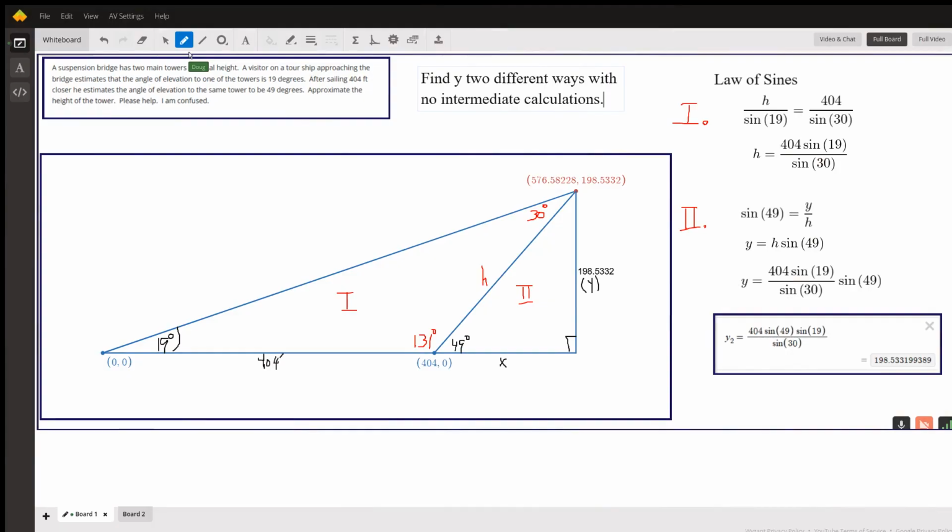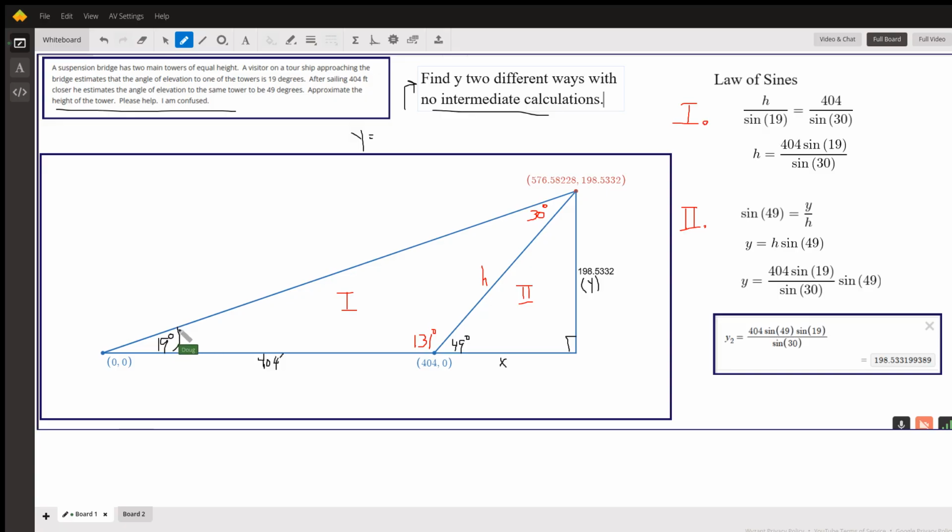Okay, I have a student whose teacher gave her a problem very similar to this one, with the directions that she's supposed to find the height of this leg of the right triangle in two different ways using no intermediate calculations. So she's got to get y by itself using all trig ratios and the integer 404. So probably the easiest way to do it is to use the law of sines.